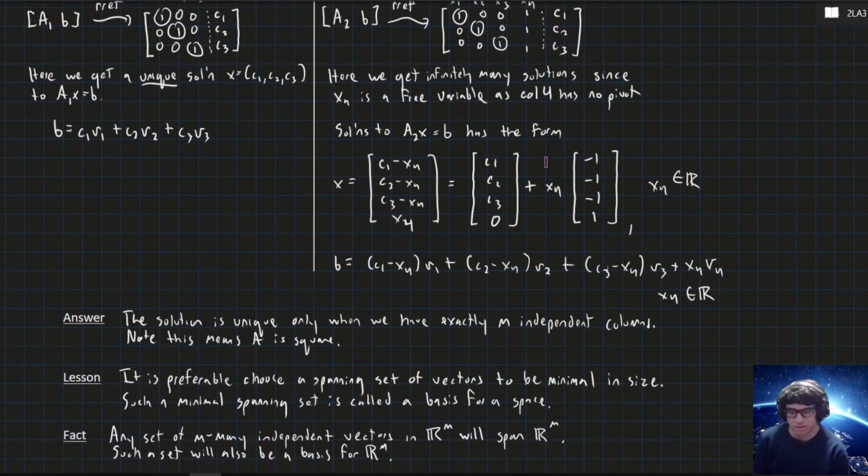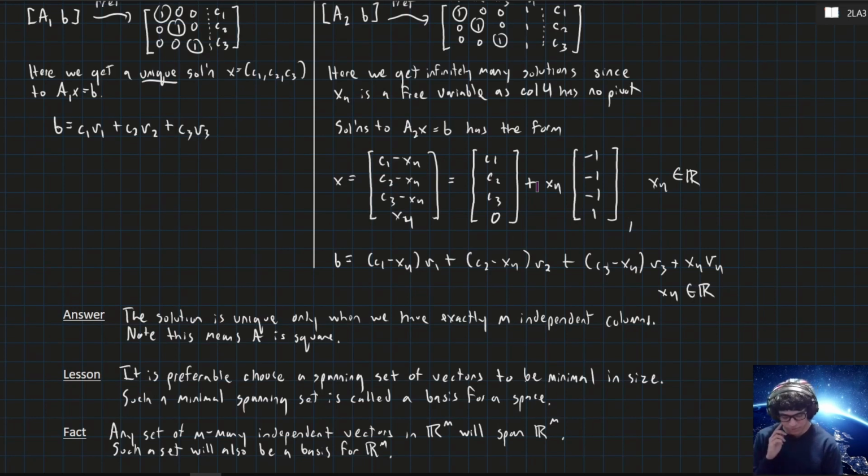So what's the lesson of this? The lesson is it's preferable to choose a spanning set of vectors to be minimal in size. That way you get unique solutions like this. And when we have a minimal spanning set for a space, it's called a basis for that space. We'll talk a lot more about basis and bases later.